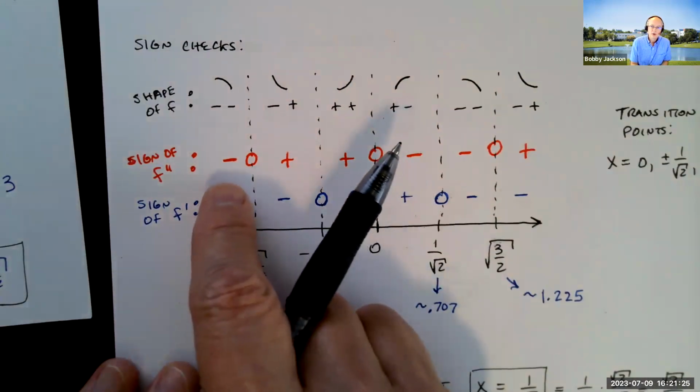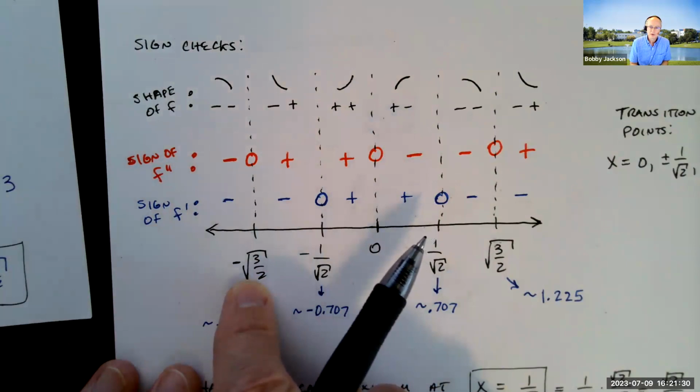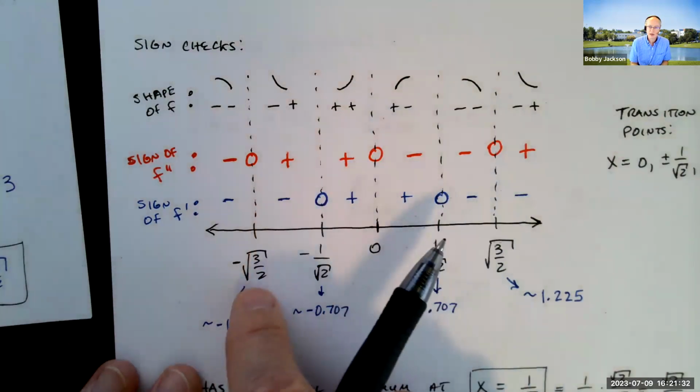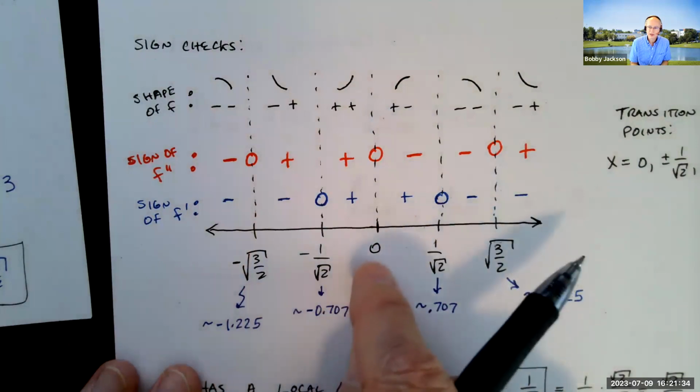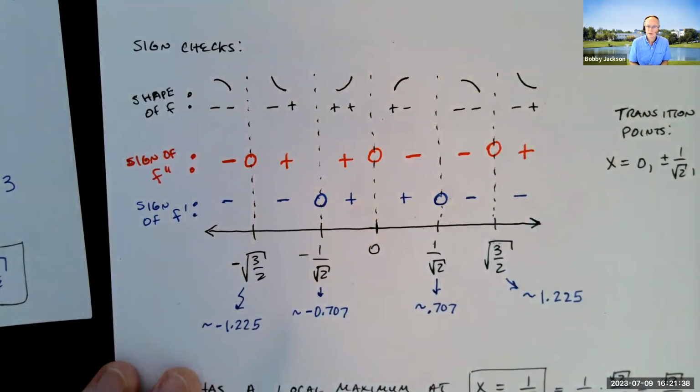If you do, your second derivative is negative for values less than negative square root of 3/2. It's positive between negative square root of 3/2 and 0. And then it's negative between 0 and positive square root of 3/2.